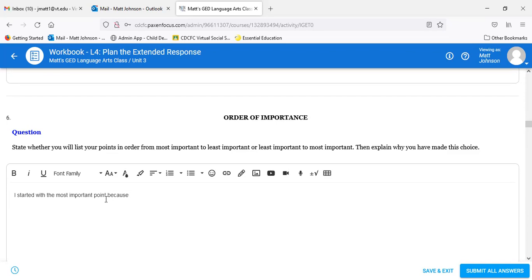because I wanted to build a strong argument for passage X, whichever one, by starting with point of view. Okay. But again, it's up to you which route you go.